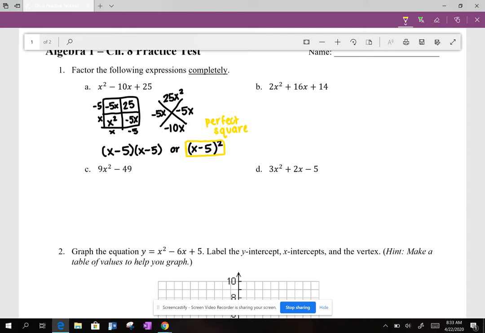If you notice that negative 5 plus negative 5 is negative 10, and 5 times 5 is 25, you could have gotten this. But that's okay. It's always okay to just use the generic rectangle and the diamond. Let's do that for part B. But first, it says factor completely, and I'm noticing that we have a common factor of 2 here.